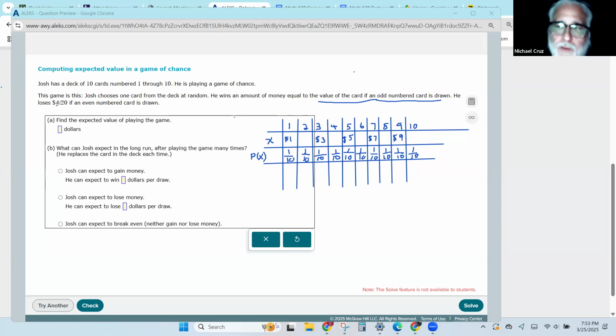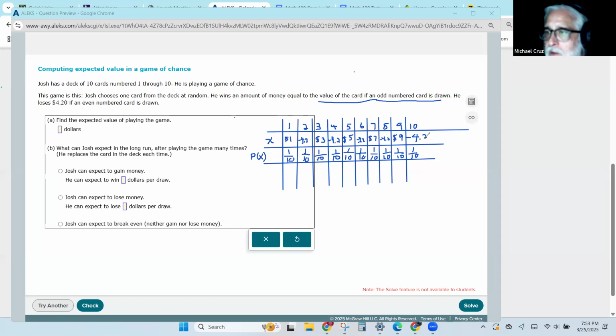Now, what happens on this one? It's going to be negative. I should put a little bit more room, but it's 4.2, and it's negative because he's losing. Each one of these is a negative 4.2. $4.20.